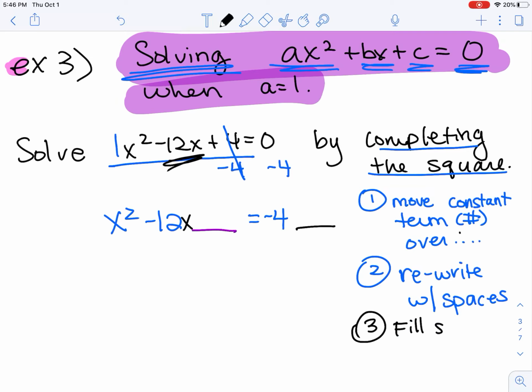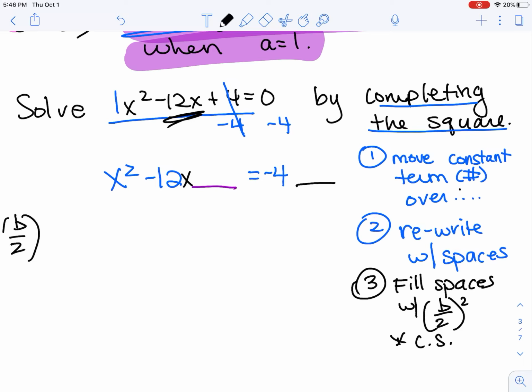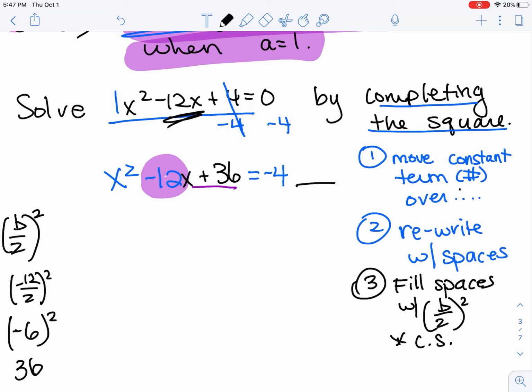Step 3, we're going to fill the spaces with b over 2 squared, which is our completing the square step. Let's find that. Our b value is right here. It's negative 12 over 2 squared, which makes it negative 6 squared, which is 36. So we put a positive 36 here, and we also put it here because when I add something to one side of the equal sign, I have to balance it, so we add the same thing to the other side.